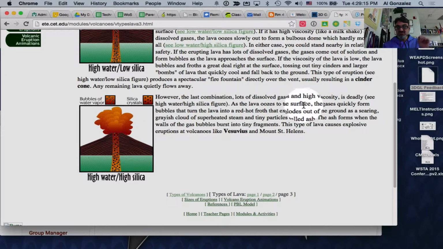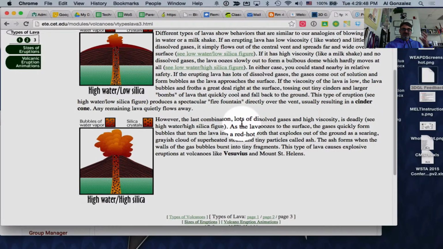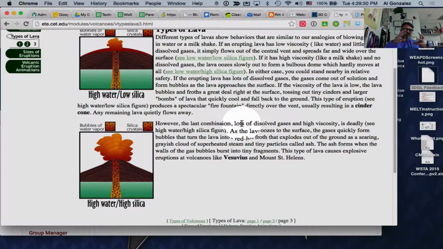As the lava oozes to the surface, the gases quickly form bubbles that turn the lava into a red-hot froth that explodes out of the ground as a searing grayish cloud of superheated steam and tiny particles called ash, also known as cinders. The ash forms when the walls of the gas bubbles burst into tiny fragments. This type of lava causes explosive eruptions at volcanoes like Vesuvius and Mount St. Helens.